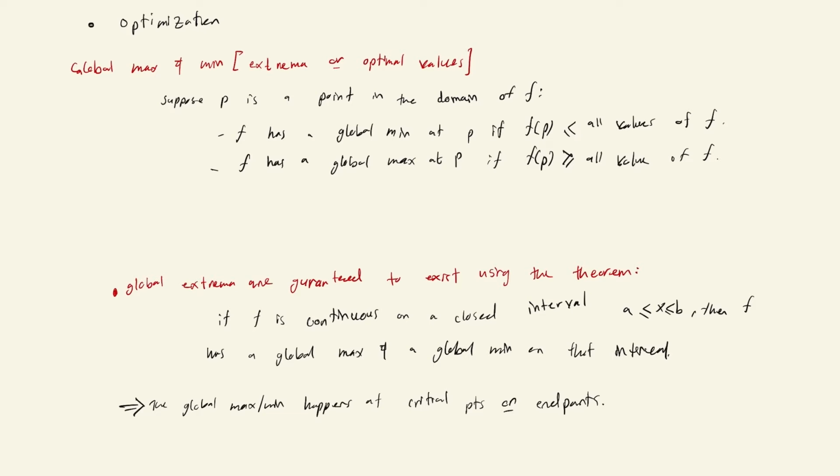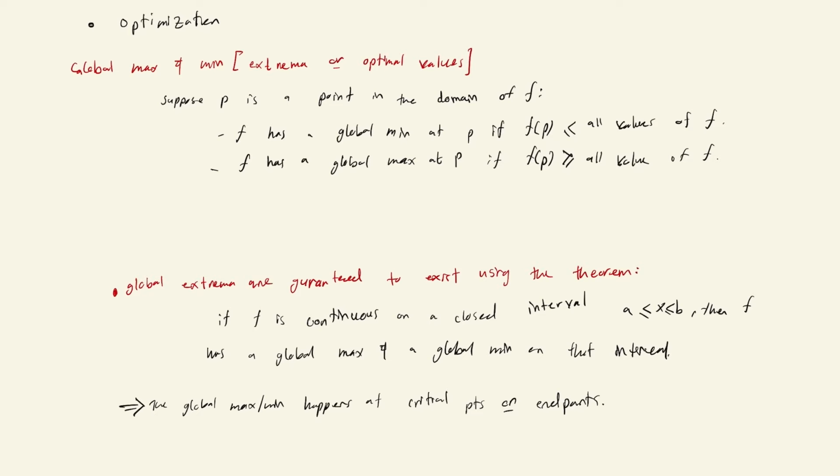So what is a global maximum and global minimum? They also can be called extrema or optimum values. Suppose P is a point in the domain of f. f has a global minimum at P if the value of the function at P is lower than or equal to all values of f. And f has a global maximum at P if the value of the function at P is greater than or equal to all values of f.